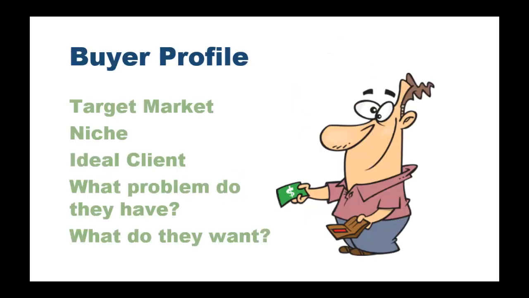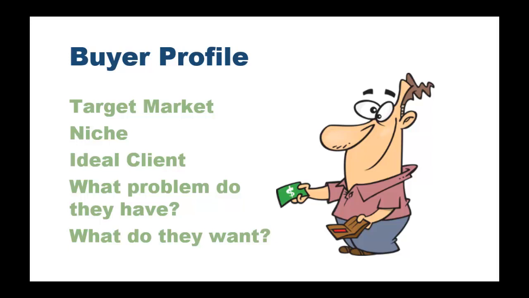So you want to get very specific, and the first thing I advise you to do is to put together a buyer profile, a detailed description of the people who are out there looking for you. Basically, they need what you have to offer. This includes information like your target market, your niche, your ideal client profile. You've probably heard some of these terms before. It's all just different ways to describe the people who are out there who need what you have to offer. So these would be good prospects for you, good potential clients or customers.